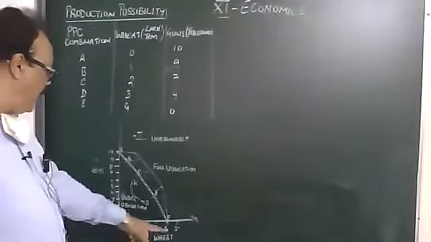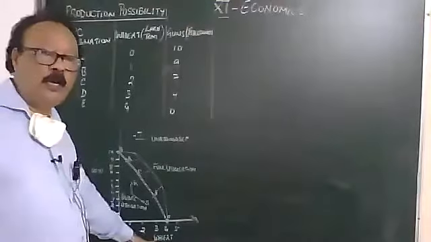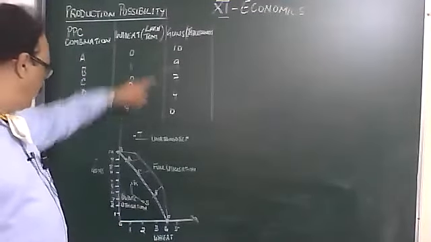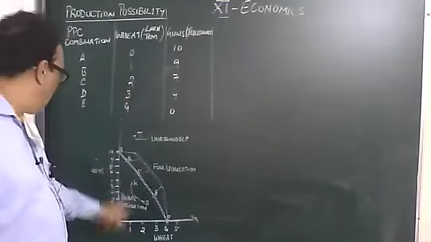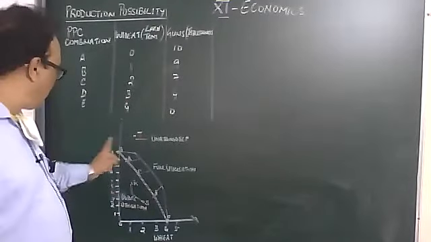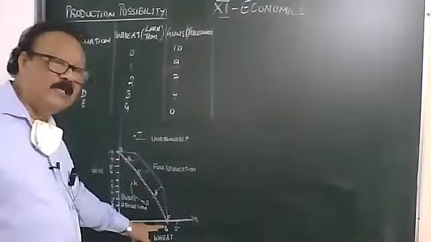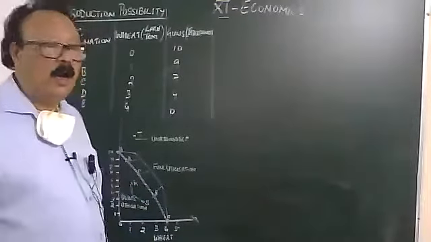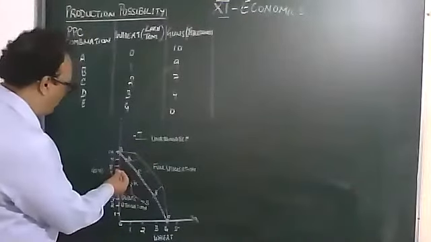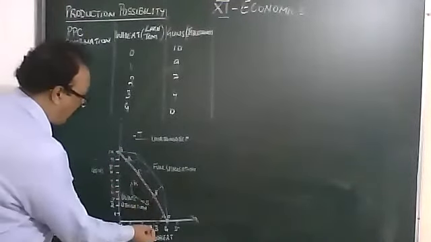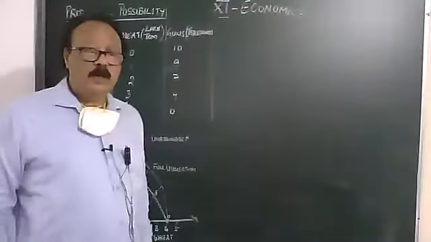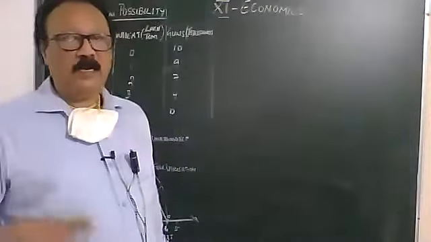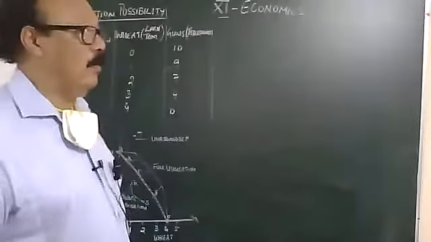And then I told you that from the schedule you can draw the PPC. On the x-axis I have wheat shown, and on the y-axis I have guns shown, and plotting 0, 10, 1, 9, 2, 7, etc., we get what is called the production possibility curve. This is the first possibility, A, B, C, D and E. Now children, till here we are done. On Saturday, we take the lesson forward from here.